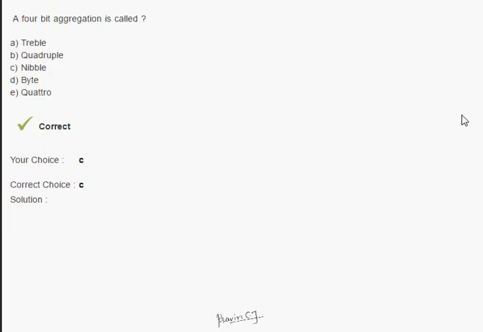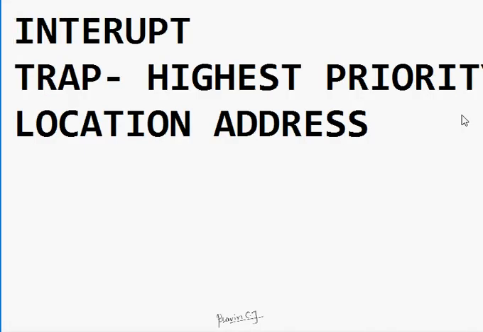Okay, the next question is: a 4-bit aggregation is called as? Very important question, it is called a nibble. Okay, very important term. When a byte is there, a byte is 8 bits.